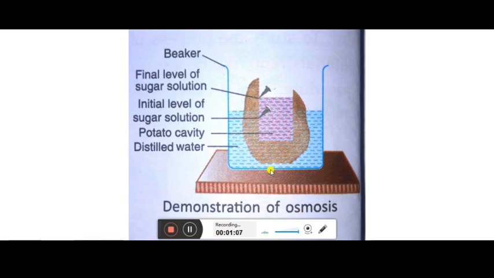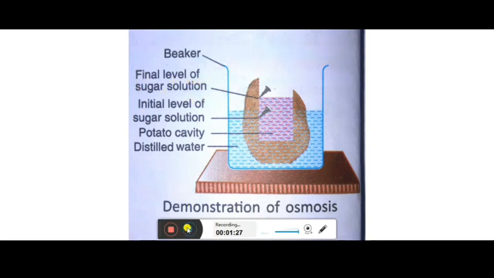What you will see is that there will be a rise of the sugar solution. At the final level of the sugar solution, you have to put the pin again, to see the difference between the initial level and the final level of the sugar solution.